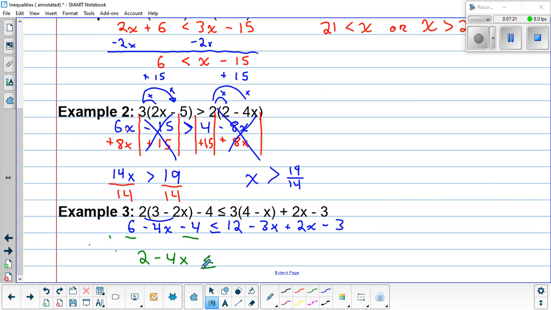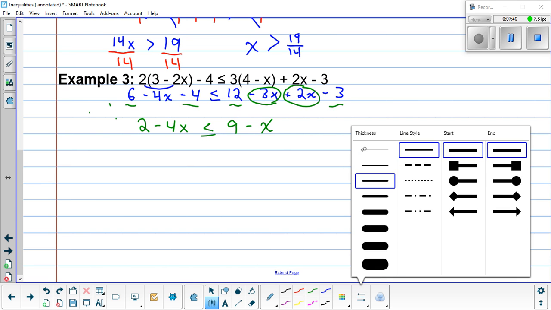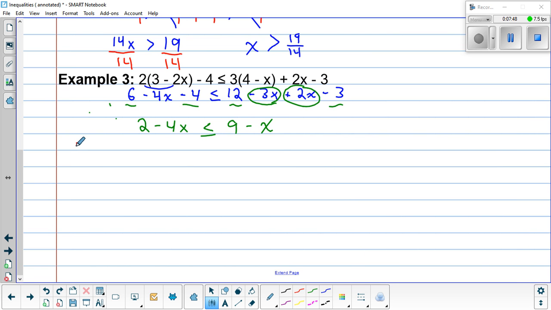On our right, what do we have? Well, we have 12 and negative 3. So that's going to be 9. And then we have this minus 3 and plus 2. Minus 3 plus 2 is minus 1x or minus x. Okay. And now this looks like something more manageable that we've dealt with before.